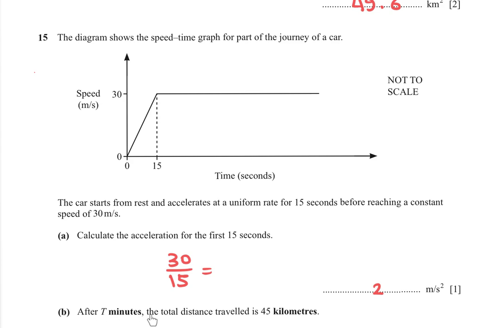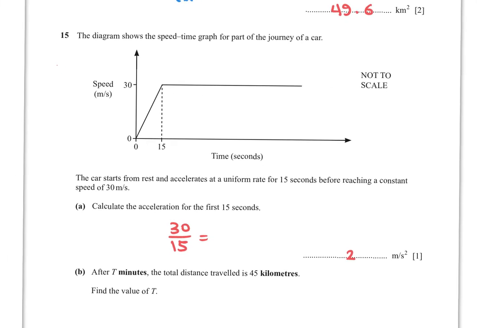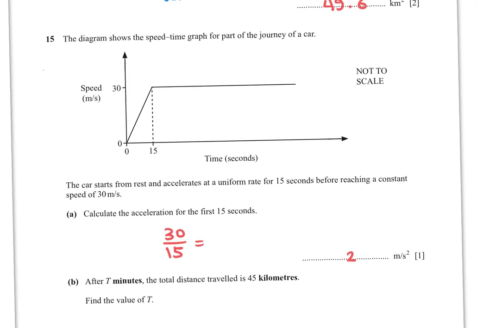After t minutes, the total distance traveled is 45 kilometers. Find the value of t. T in minutes. Okay? So now the distance is 45 kilometers. We need to find t.